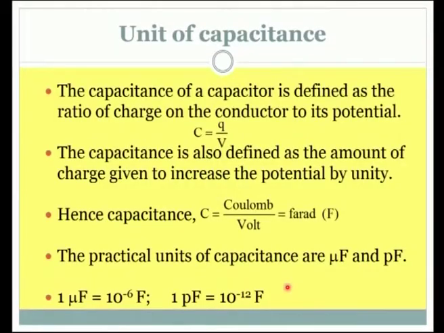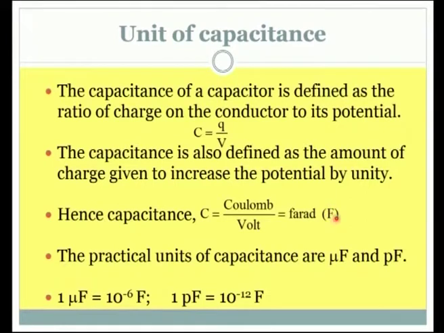Let us see what we have further. The unit of capacitance. The capacitance of a capacitor is defined as the ratio of charge on the conductor to its potential, which is shown here as the expression. The capacitance is also defined as the amount of charge given to increase the potential by unity. This also is one definition. If we increase the potential by 1 volt, how much charge do we need? The delta Q divided by delta V, the change, could also be used, and the unit is represented as the farad in honor of the great scientist Michael Faraday, right.